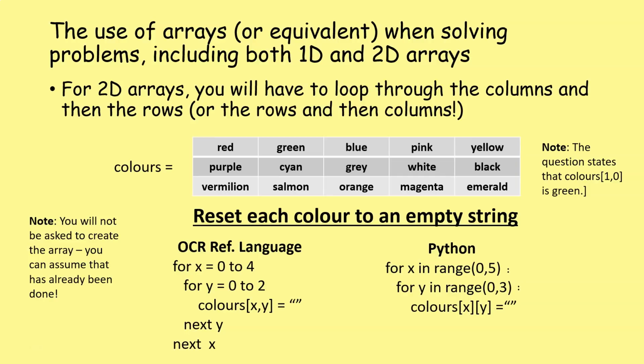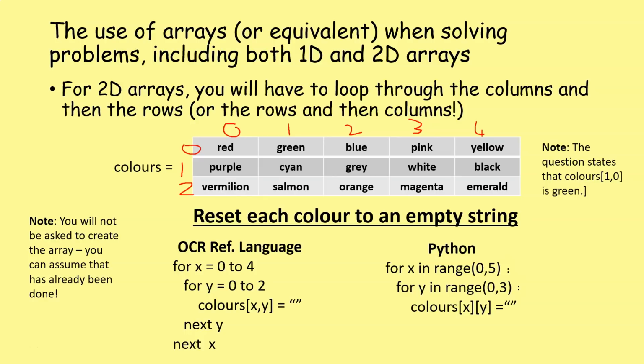If you get a two-dimensional array question, you will have to loop through the columns and then the rows, or the rows and then the columns, depending on the question, in a set of nested for loops. Again, read the question carefully. In this question, it tells us that colors 1, 0 is green. So that must mean we're dealing with a column first and then row numbering system. But again, make sure you write those numbers on there. Column 0, column 1, column 2, column 3, column 4. Row 0, row 1, row 2. Write them down, otherwise you will make mistakes.